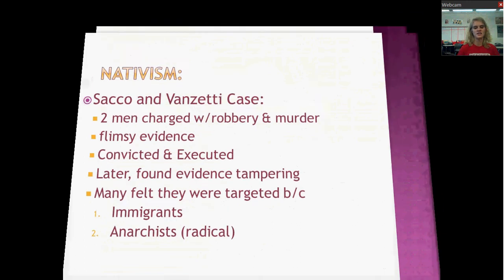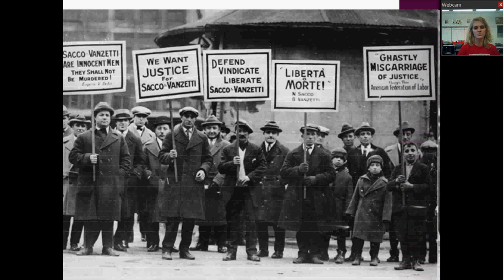If you look, here is a photograph of some people who were protesting. You can see, they're innocent men, they shall not be murdered. You can see over here, they're from the American Federation of Labor. So that's the labor union, right? And it was a pretty big miscarriage of justice in this time period. And like I said, they were probably only arrested on the evidence that they were anarchists. It comes out later that one of them for sure was absolutely innocent. One of them might have been involved, but there's not enough evidence to prove it.